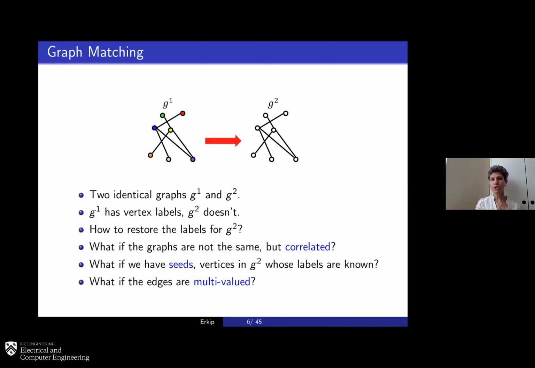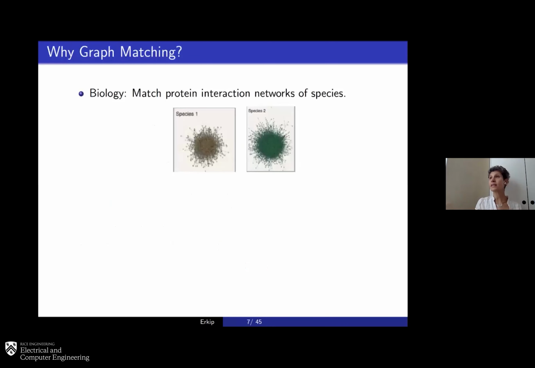Now, we can also think about graphs as not just consisting of edges and no edges, but we could also envision the edges being multi-valued, and I'll give some examples of that as well. So this abstract problem of graph matching, in fact, arises in a number of problems and in a number of different fields. One of them is in biology, where people are interested in protein interaction networks of different species, people try to uncover some of the similarities between these protein interaction networks. In that case, matching of these two graphs corresponding to different species is a problem of importance.